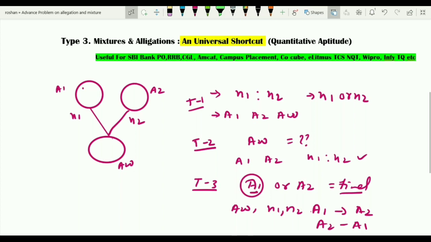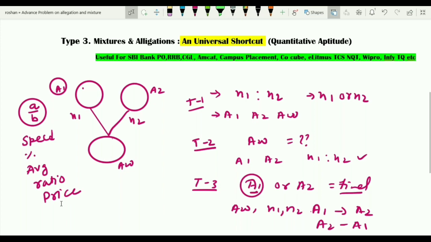If you remember from the previous class, those who attended, a1 is nothing but a rate value. Rate value means something of the form a by b. For example, something like speed, percentages, averages or ratios, or even prices. This can even be used in terms of the rate value of compound interest and simple interest. All the rate values are categorized as A1, A2, A3, depending upon the question, which topic, and what part of the question they're asking.